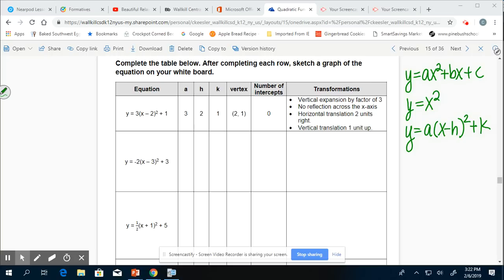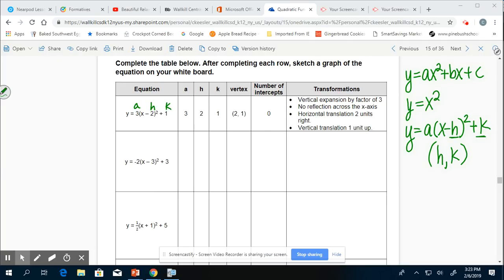From here, though, we also get what the vertex of the function is. So the h and the k give us the vertex, which is why we call it vertex form. So example 1 is already done for you. We have the equation y equals 3(x minus 2) all squared plus 1. The a value is 3, the h value is 2, and the k value is 1.